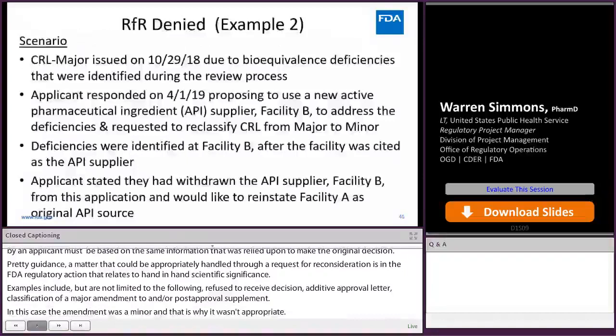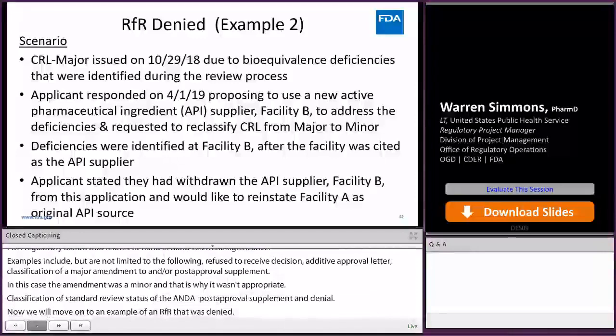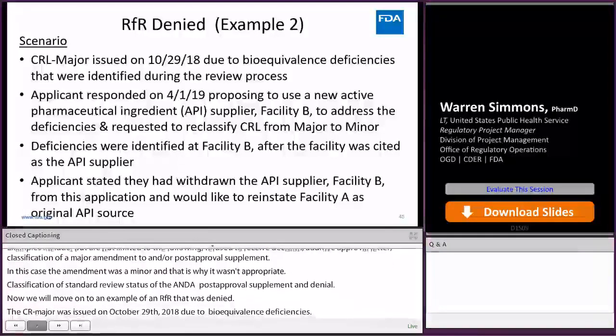Now we'll move on to an example of an RFR that was denied. A CR major was issued on October 29, 2018 due to bioequivalence deficiencies. The applicant responded on April 1, 2019, proposing to use a new active pharmaceutical ingredient supplier, we'll call Facility B, to address the deficiencies and request to reclassify the CR as minor from major.